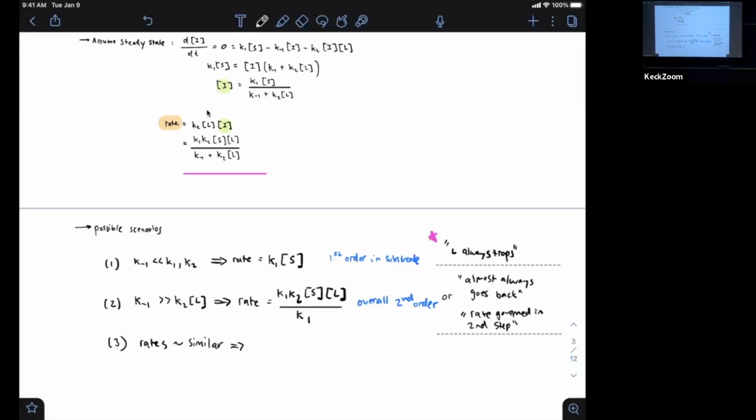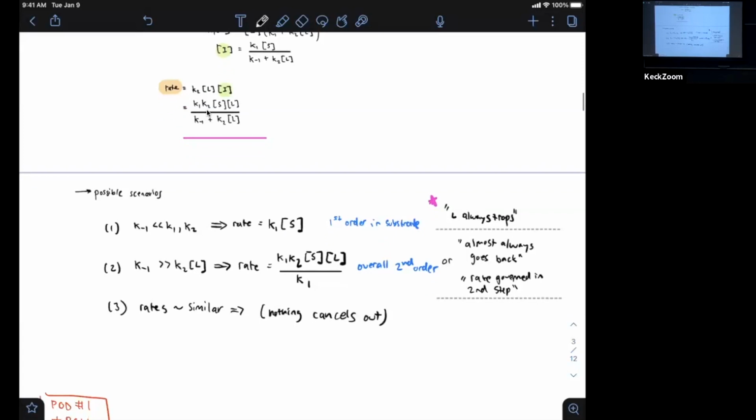And then the third case is the intermediate case where nothing cancels out. This is not exciting, and thus it doesn't get a convenient, memorable name associated with it. We just call it the nothing cancels out, and that means that we need to consider both steps in thinking about the overall rate here.